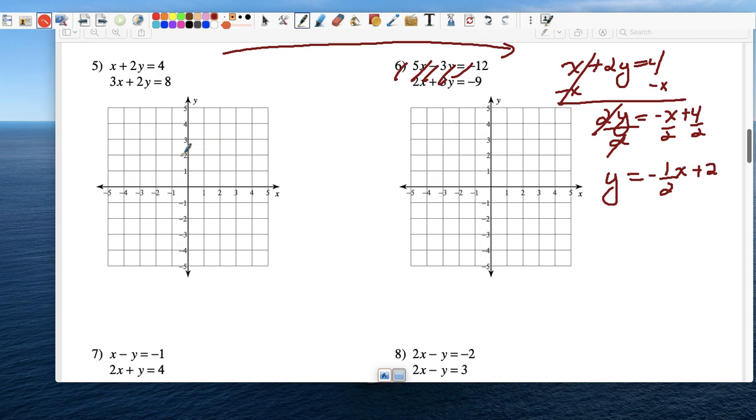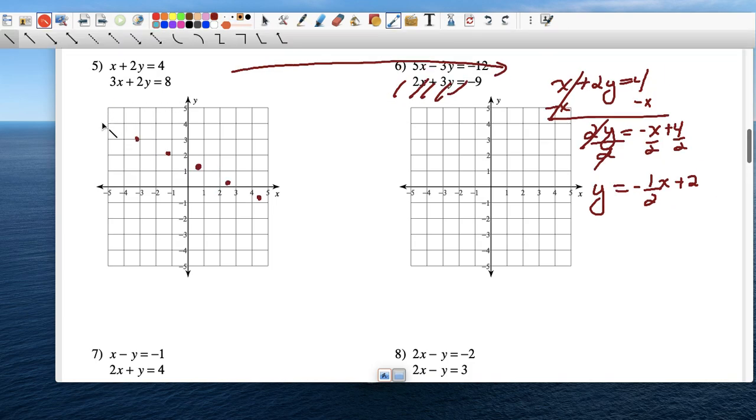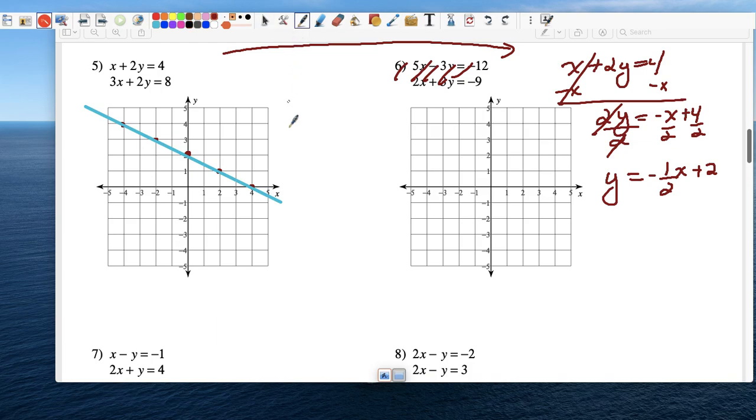Plus 2 is my y-intercept, which is right here. And it's negative slope, so changing y is 1 and changing x is 2. So up 1, 2 to the left. Up 1, 2 to the left. Right? And then you can do a few points on the other side. So let me get a line here. Let's put all the necessary components, the arrows. Okay, so that's my first line.